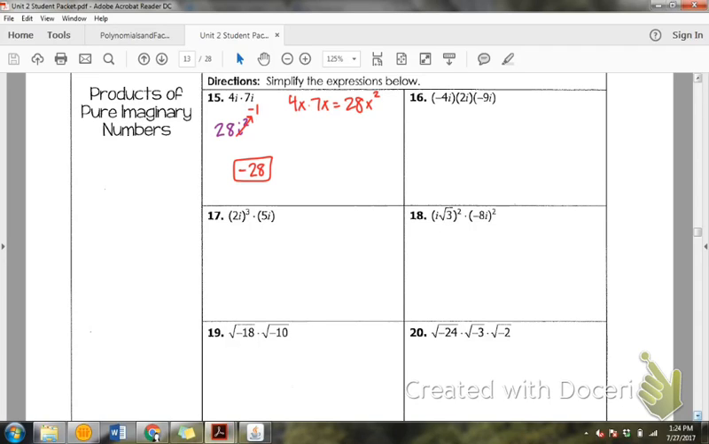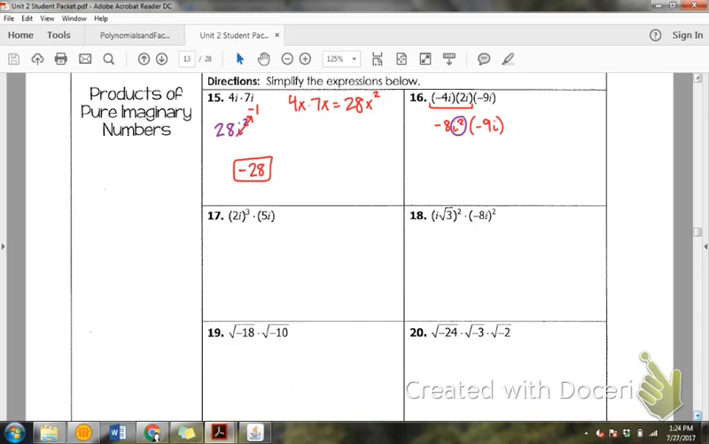Okay, let's do 16. On 16, first, instead of doing all 3 across, we're going to do 2 at a time. So -4i times 2i. Should be -8i squared. And then we're going to bring down our -9i next to it. Okay? But before we multiply by -9i, we have an i squared there. And we always need to deal with i squared when we see it.